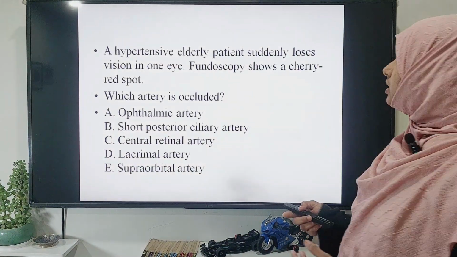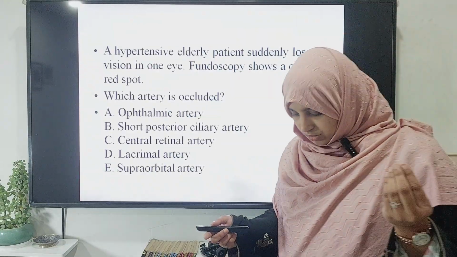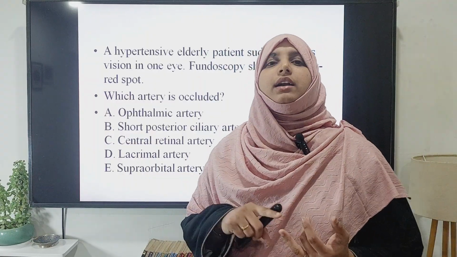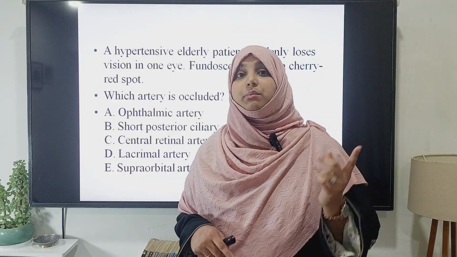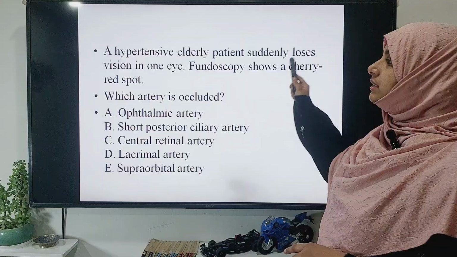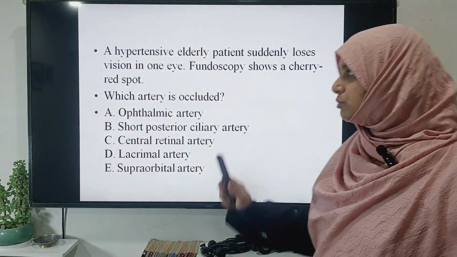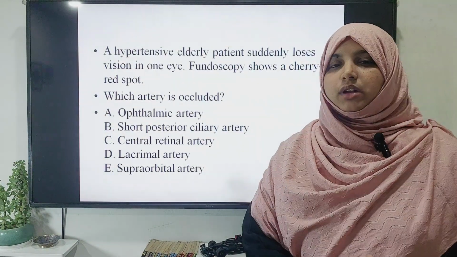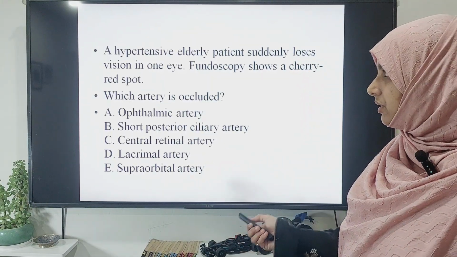Now let's go for this question. We have a hypertensive elderly patient. Why have they mentioned hypertensive? Because in many hypertensive and diabetic patients, retinal changes are very, very common. And here, hypertensive, because it's going to be a pressure change related to vasculature. So we have this hypertensive patient who suddenly loses vision in one eye. Fundoscopy shows a cherry red spot. It's one of the classical signs. Which artery is occluded? Now I want you to find out the answer. It's very easy. That is the central retinal artery.